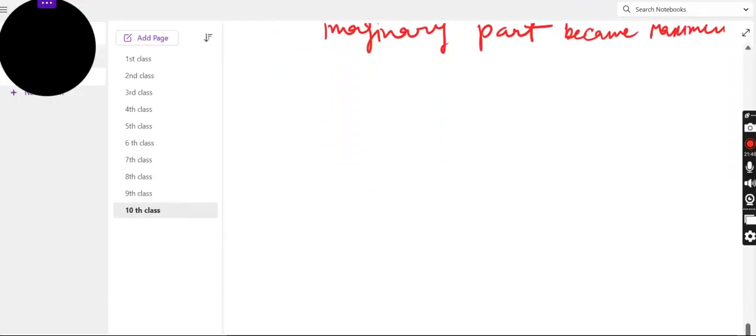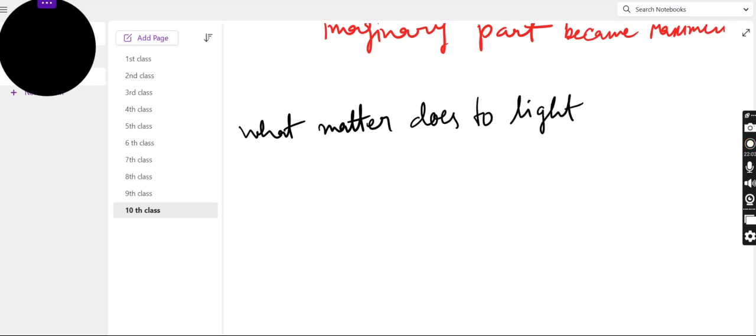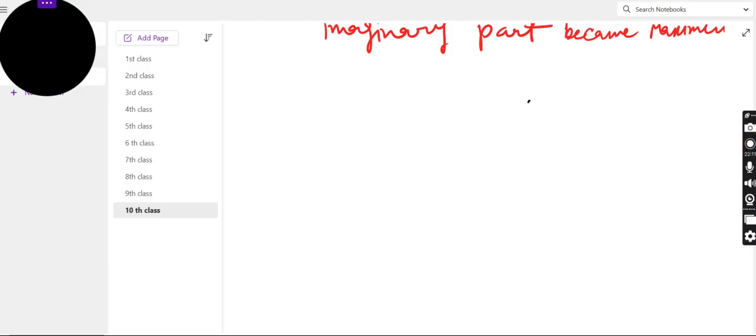Now we have seen what light does to matter. Now we need to know what matter does to light. So before I start there, first we need to have a conclusion on what the Lorentz oscillator model does.